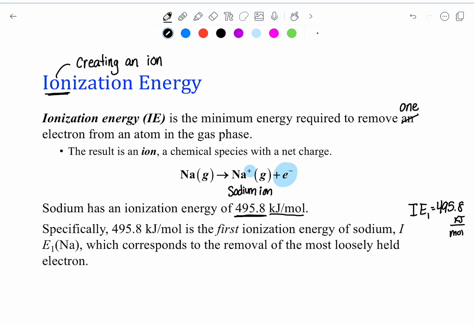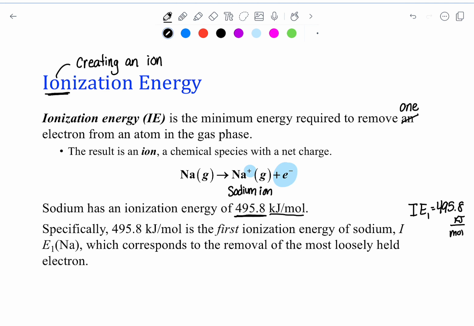Because that's the first ionization, that's the first electron that we can pull off. We can pull off more electrons after that, which corresponds to the second ionization energy and the third ionization energy and so on. But when we're talking about the first ionization, it's talking about the most loosely attached electron. If you remember, sodium is in group 1, so it has 1 valence electron. So it's very easy to pull off that 1 valence electron.